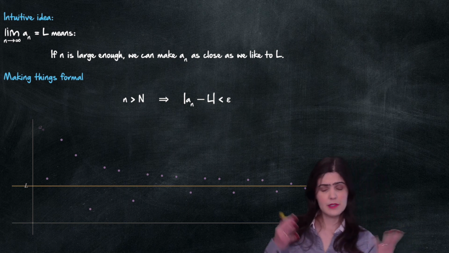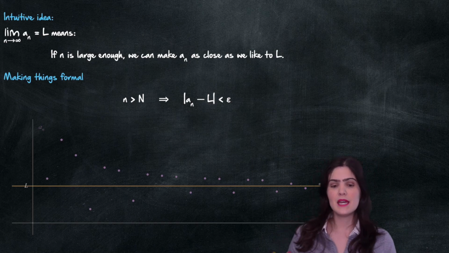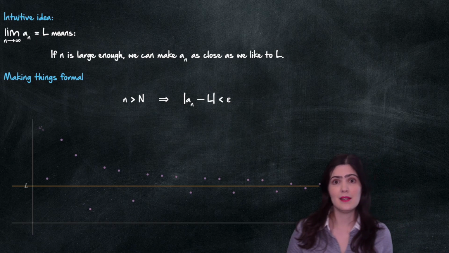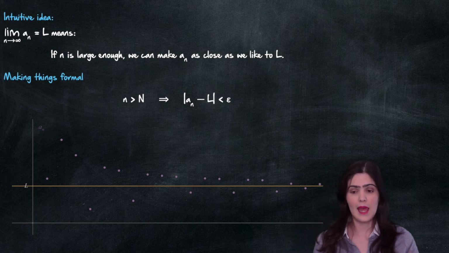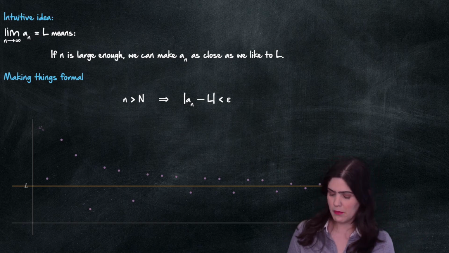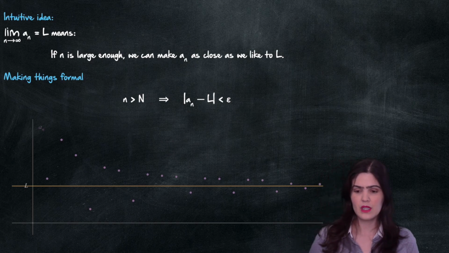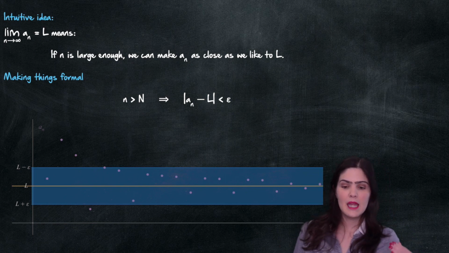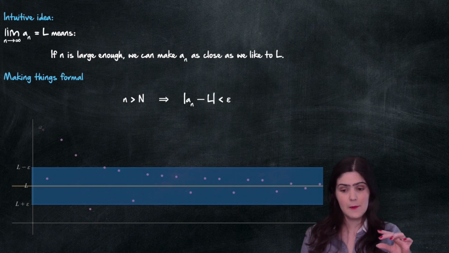Here we have the graph of a sequence, and remember, we want to capture formally the idea that if n is large enough, then I can make a_n as close to L as I like. So let's look at this. If n is large, then the distance between a_n and L is less than epsilon, where epsilon is some small number. So let's see how we can capture the right-hand side of this implication. The distance between a_n and L is less than epsilon, which means that the dots are within this blue band that I'm creating here.